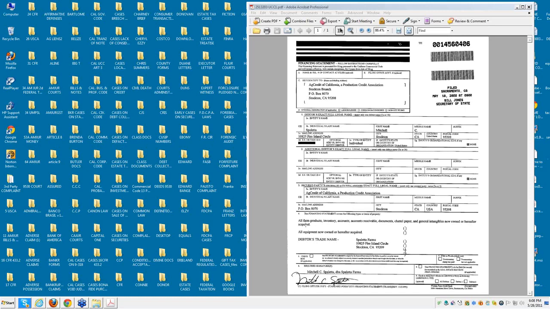So what they do is they sell the accounts receivable. Now, accounts receivable on a credit card would be the credit card application that you fill out when you get a credit card. They take that application, they monetize it, and then they sell it. They call it securitization. They take that accounts receivable and they sell them.